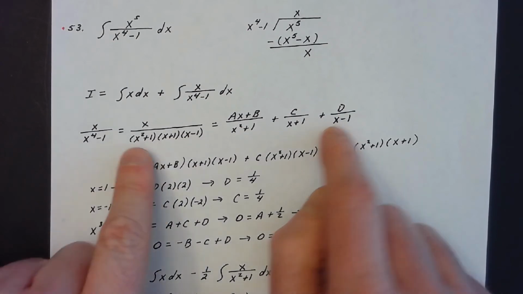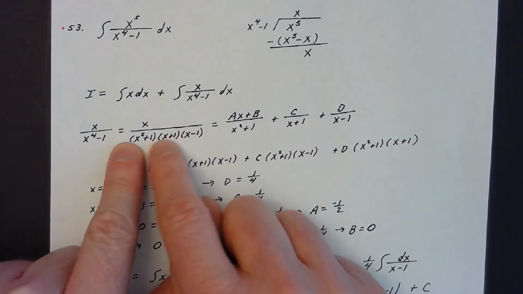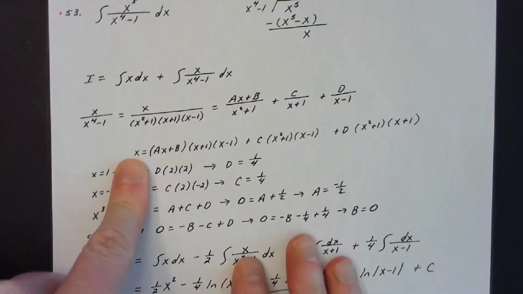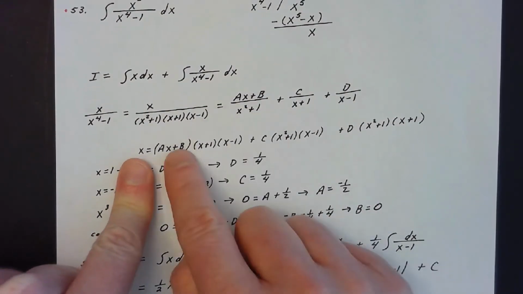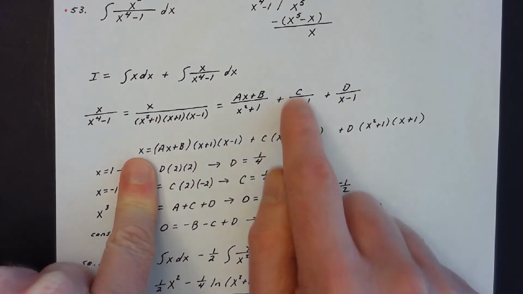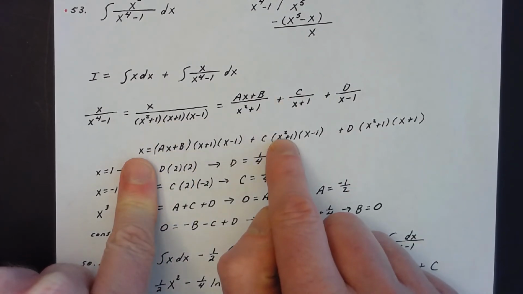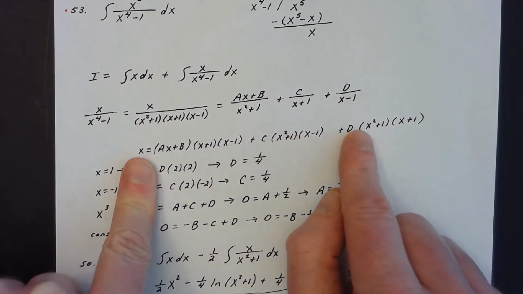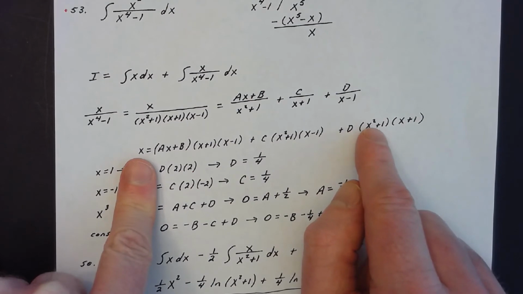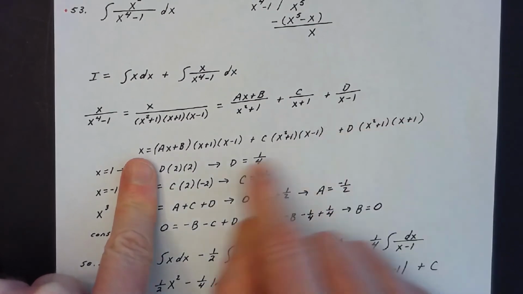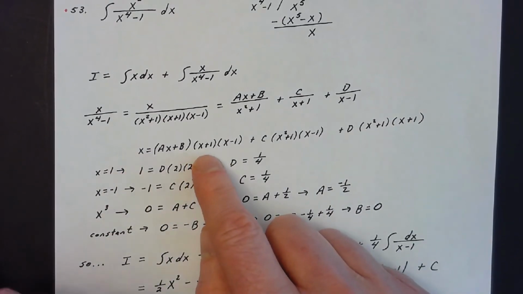Now I multiplied by the least common denominator of all three of these terms on both sides. On the left, I would just get an x. On the right, you'd have your ax plus b times the two linear factors. You would have c times both the irreducible quadratic and the linear factor x minus 1. And you would have d times the irreducible quadratic and the linear factor of x plus 1.